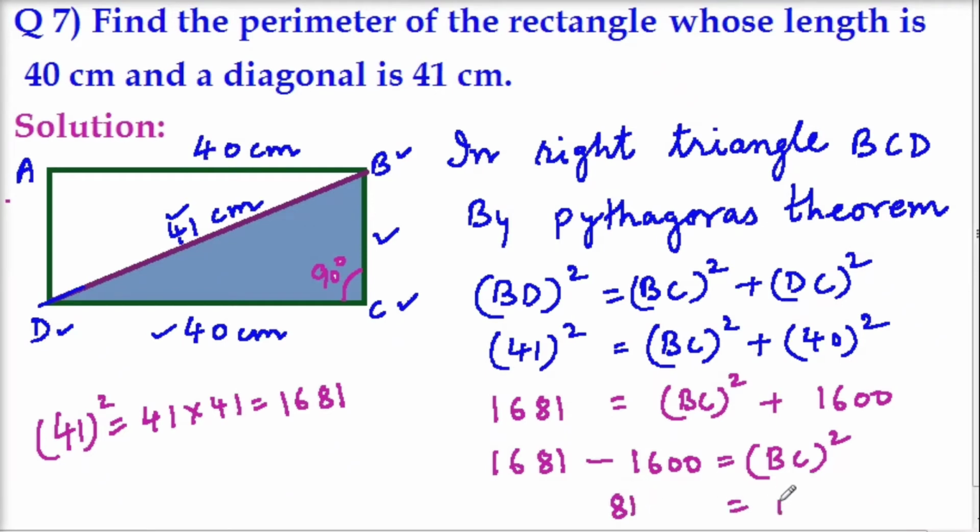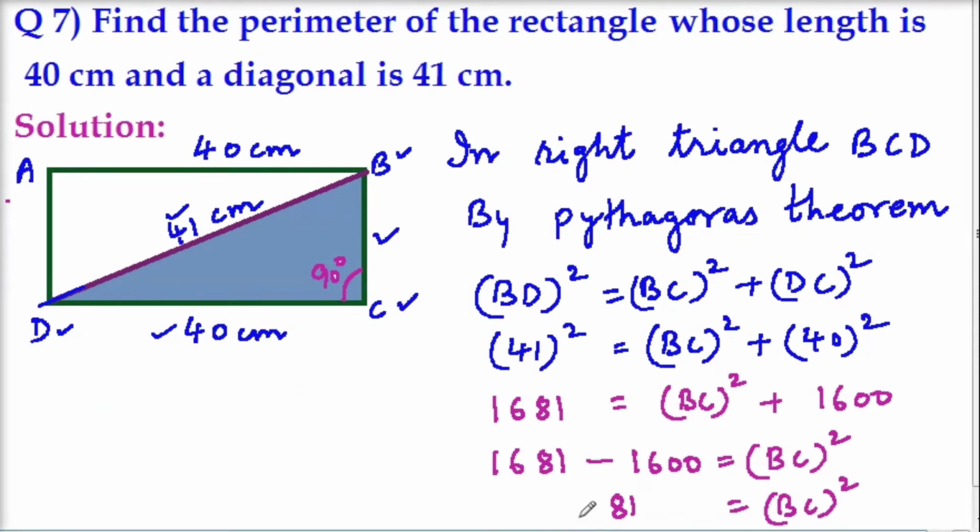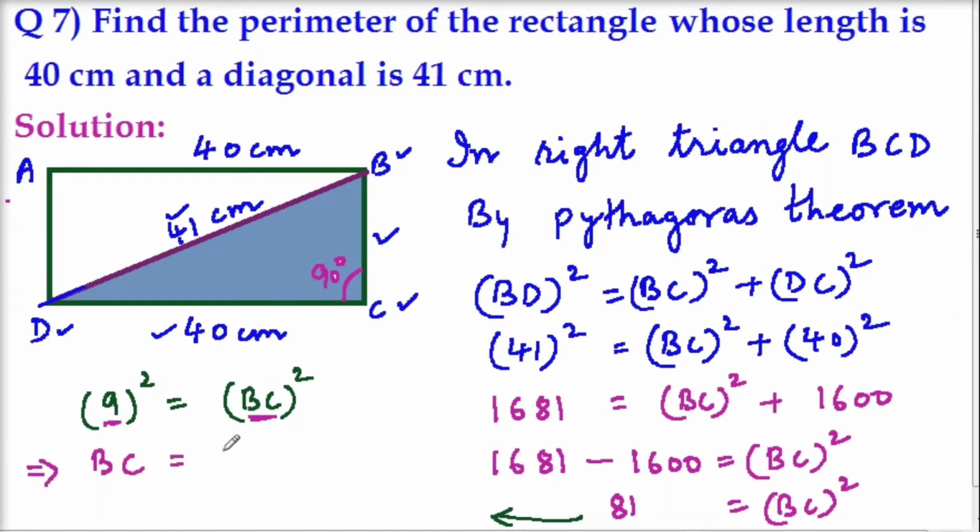1681 minus 1600 equals 81, which equals BC whole square. We know that 81 is the square of 9. So 81 can be written as 9 square equals BC whole square. It shows that BC is equal to 9, and the unit is centimeter.